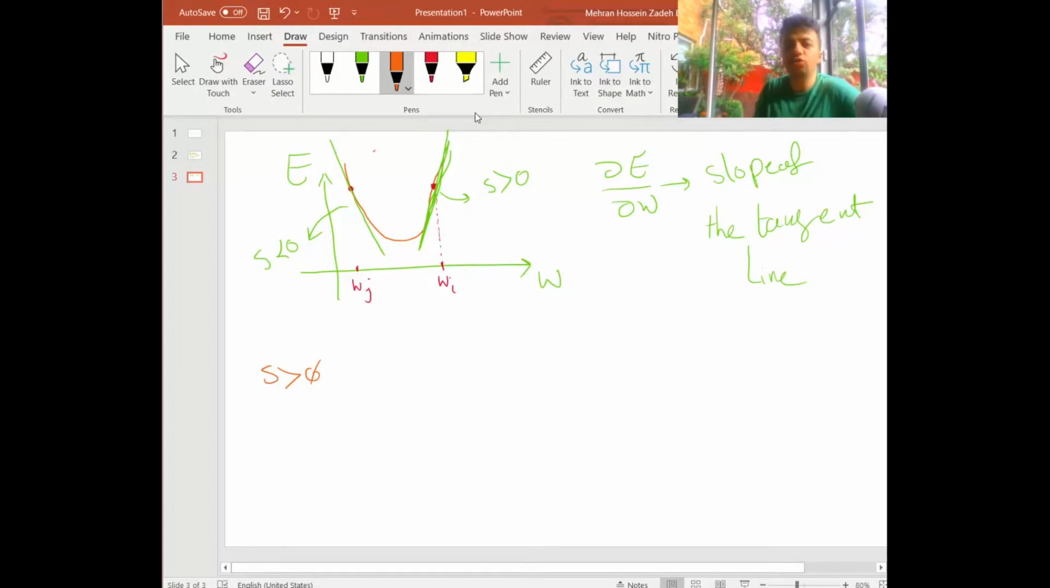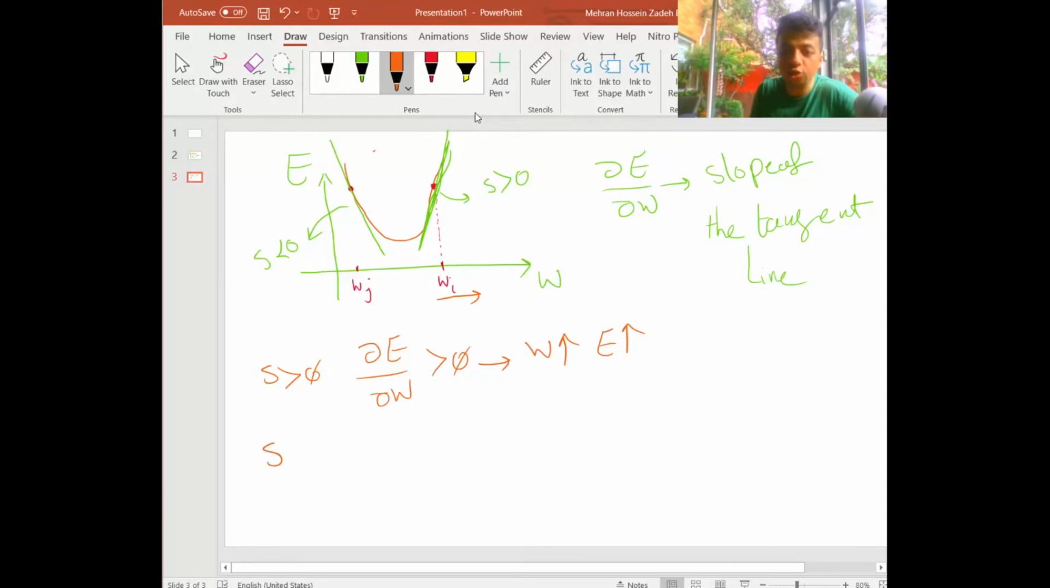This means that the rate of change of your error with respect to your w is positive. It means the relationships are towards the same direction. It means if you increase your w at this point, at point wi, if you start increasing your w by an epsilon amount, your error will also increase.